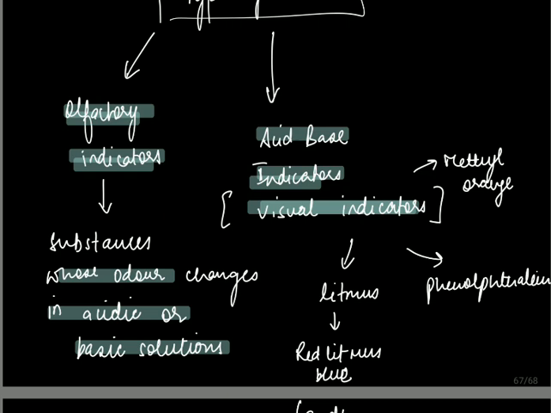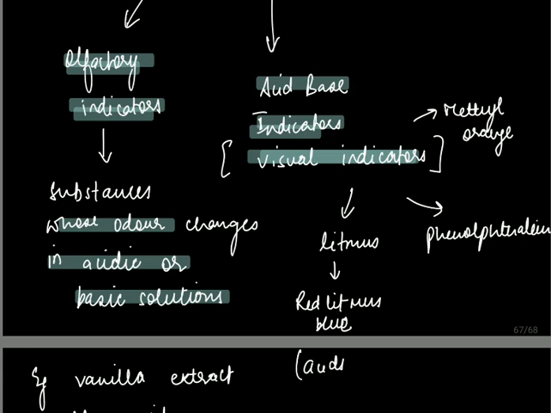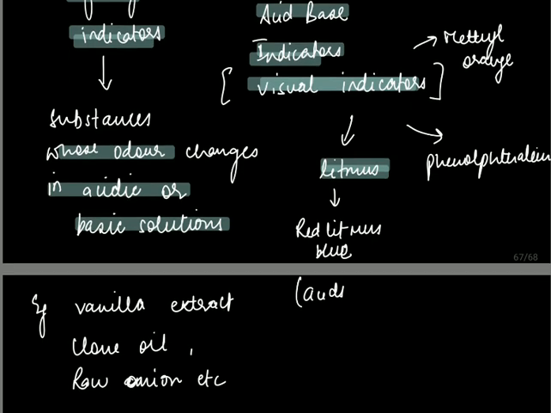Then acid-base indicators, visual indicators: we have litmus, which we have been studying right from lower grades. Red litmus to blue is in case of bases, and for acids we have blue to red. I always remember it like this: acids, A to B, right? Sometimes it's confusing, but it's okay. Everybody has their own way to remember it.